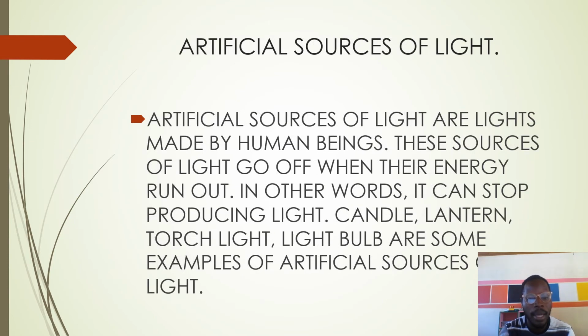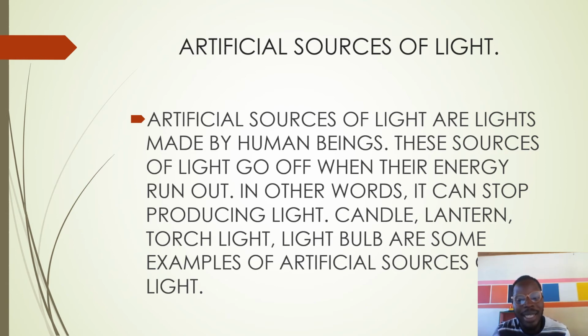Then the artificial sources of light. Artificial sources of light are light made by human beings. So the natural ones are not made by humankind, but artificial sources of light are made by human beings, or they are man-made. These sources of light go off when their energy runs out. Your mother is using a phone and says, I'm going to charge my battery, it's running down. Or someone is using a torchlight and says it's running down. So the artificial ones can run down, they can go off when their energy runs down.